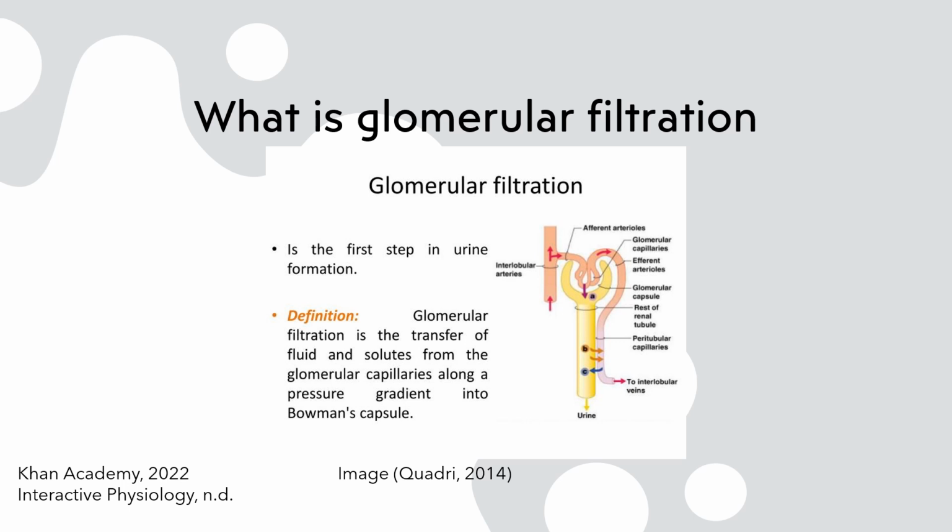This image is just defining glomerular filtration as the transfer of fluid and solids from the glomerular capillaries along a pressure gradient into Bowman's capsule. You usually will produce around 125 milliliters per minute of this filtrate through your glomerulus. That's around 180 liters a day.